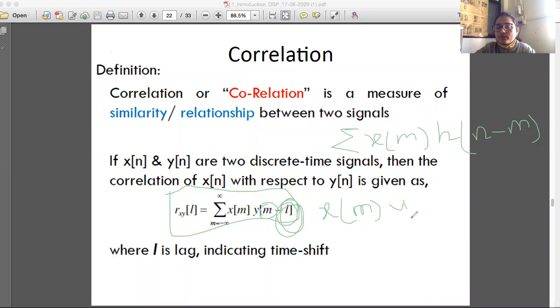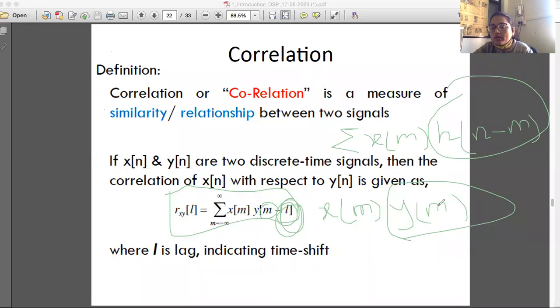So is the folding operation applicable in the case of correlation? No, we don't have to fold the sequence. That is the major difference between convolution and correlation. In the convolution, we are supposed to fold the sequence, but in the correlation, we need not fold it.